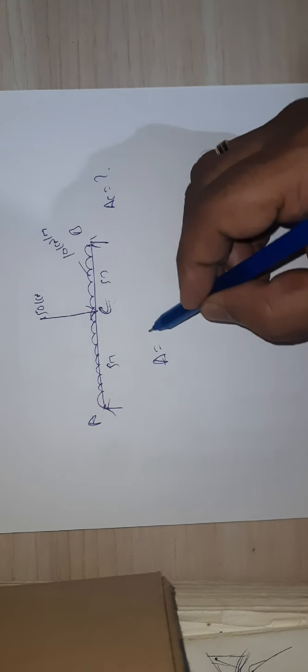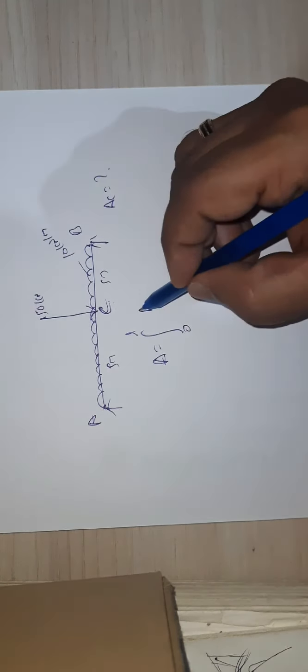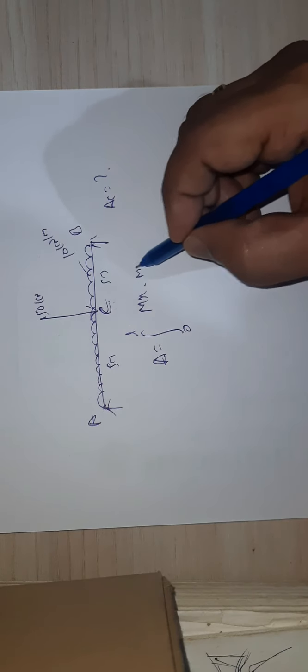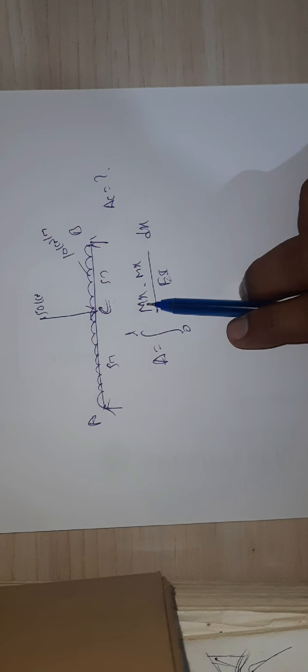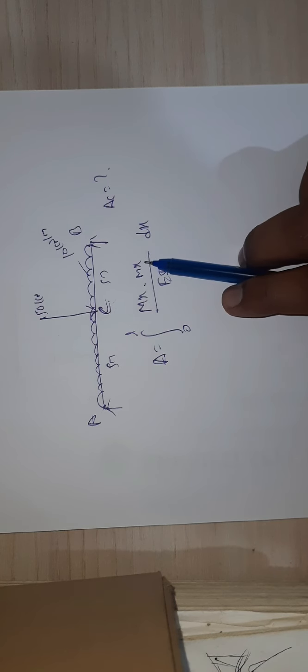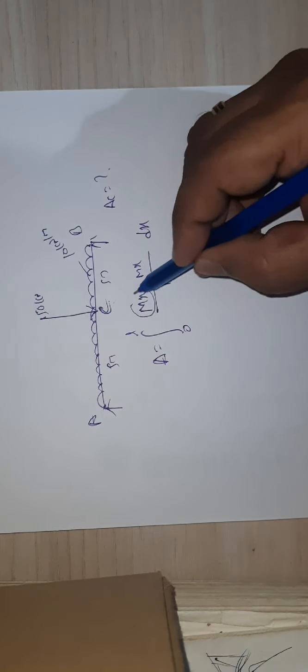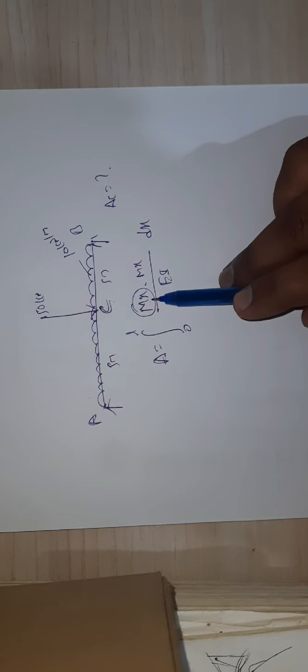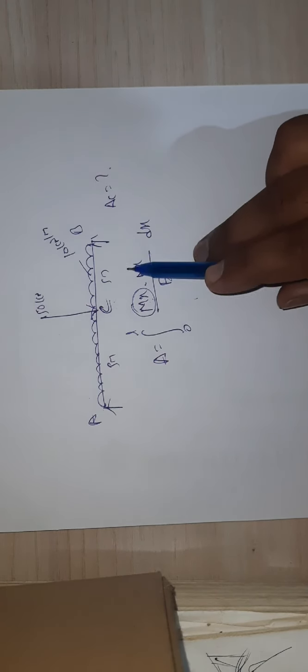Now, the first step in the unit load method: the deflection due to unit load formula is delta equals integral from 0 to L of capital Mx small mx by EI into dx. What is capital Mx here? Bending moment due to external load. Small mx is the bending moment due to unit load. First let's find capital Mx, the bending moment due to external load, then go for the bending moment due to unit load.